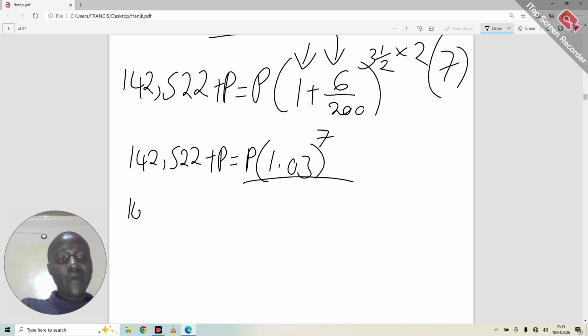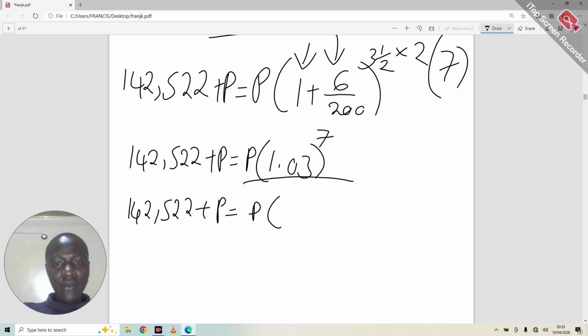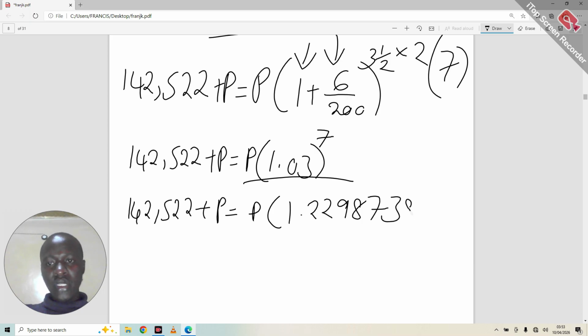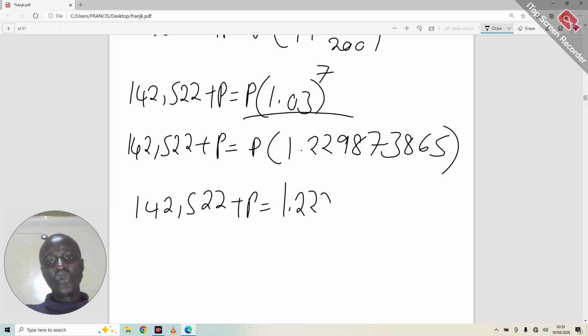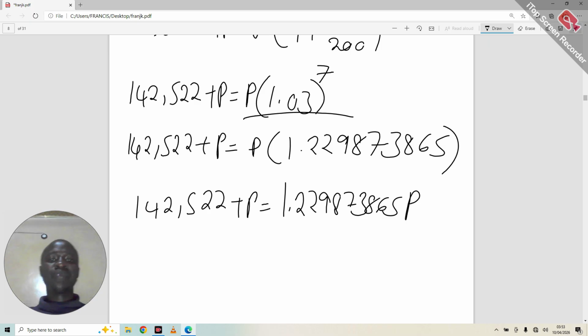Now we shall have 142,522 plus p equals to now p. When you power up that, you shall have 1.229873865. The same as having 142,522 plus p equals to 1.229873865 p, because take p multiplied by whatever is inside the bracket.